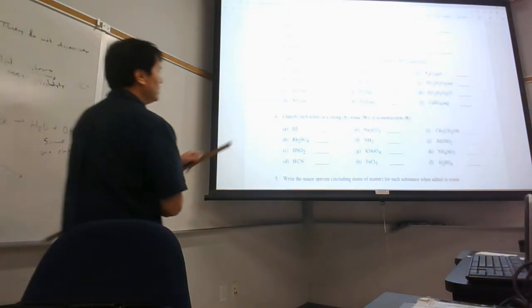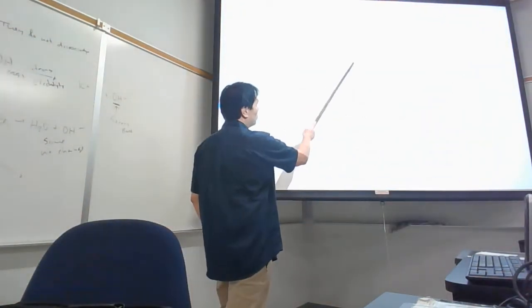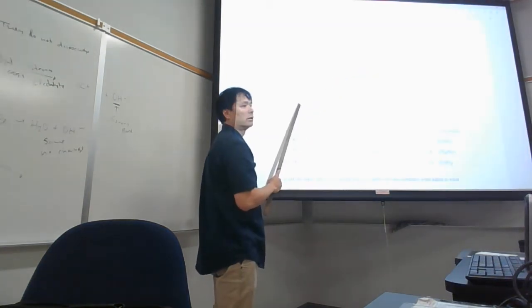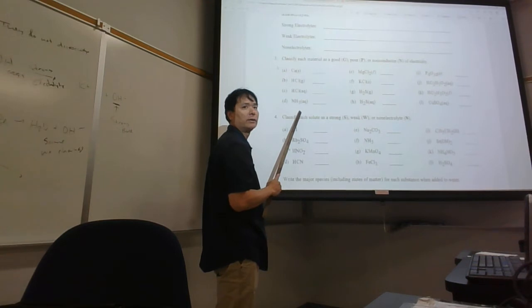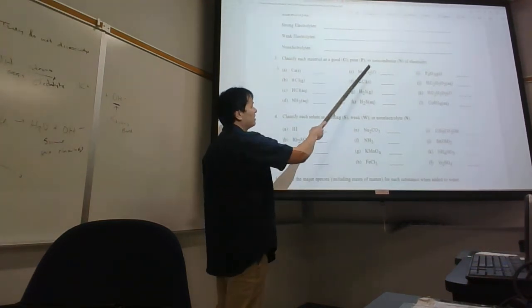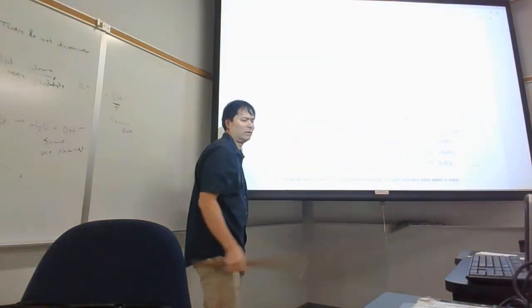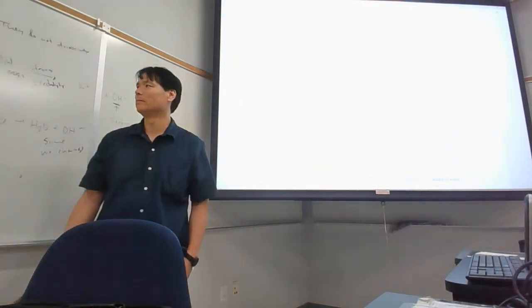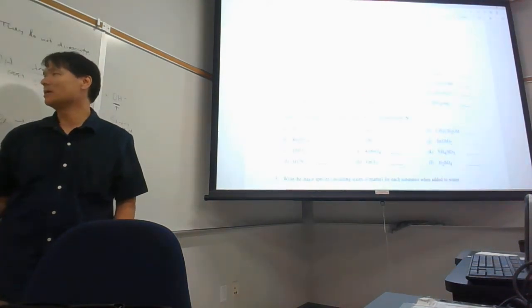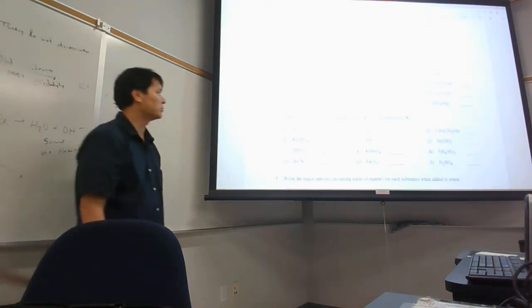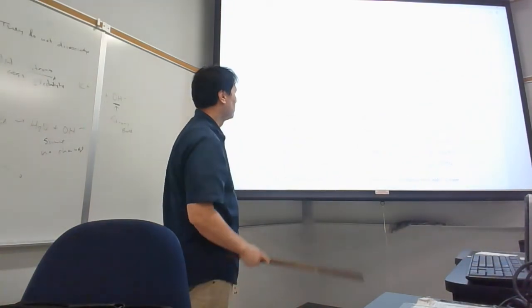So ammonia is what? A good conductor, a poor conductor, or non-conductor of electricity? Aqueous ammonia. Poor conductor, right? Or, you know, moderate. I mean, it lit up the bulb. It's a poor conductor because it doesn't have as many ions as something like potassium hydroxide. Potassium hydroxide would be good.